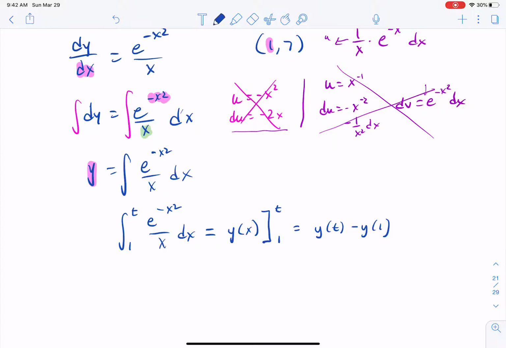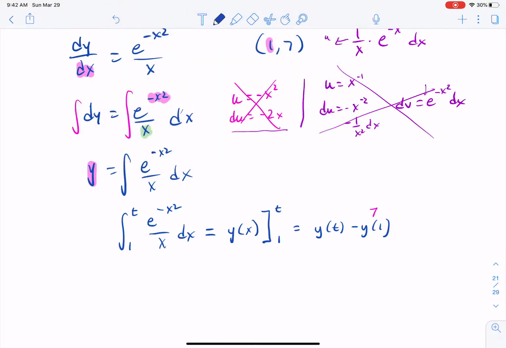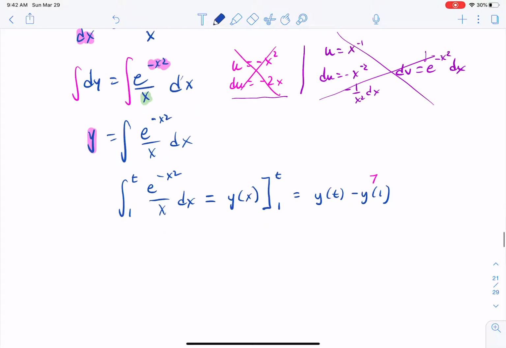And our y of 1 is 7. Okay, and now I'm going to solve this equation for y of t. I'll add the 7 over to the other side. So I have y of t equals 7, that's our initial, plus our change, the antiderivative, or the definite integral from 1 to t of e to the negative x squared over x dx.